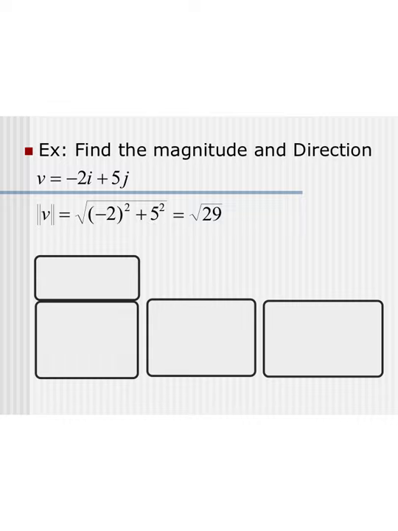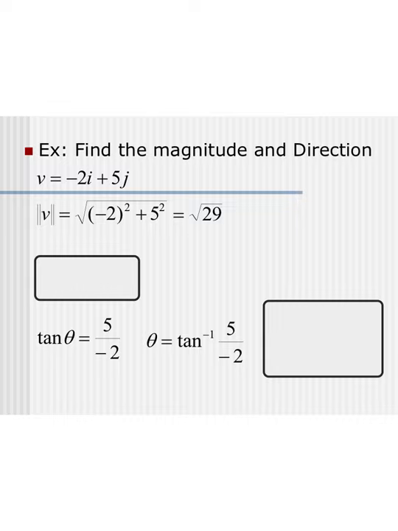To find our direction, again, our formula was tangent of theta is equal to y over x. So we're going to go ahead and plug that in, and we get the tangent of theta is equal to 5 over negative 2. Because we were trying to find an angle here, we're going to finish solving this by taking the tangent inverse of our fraction. And then we're going to get a specific answer here.